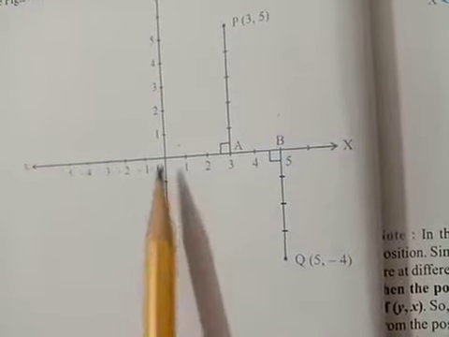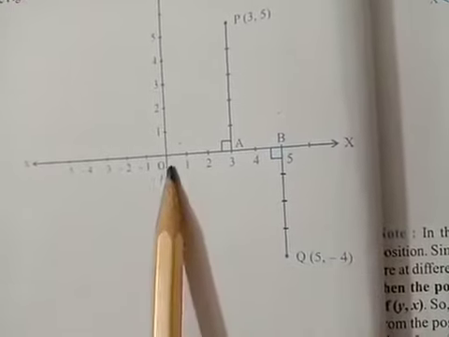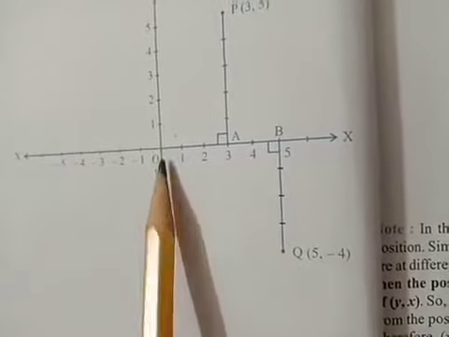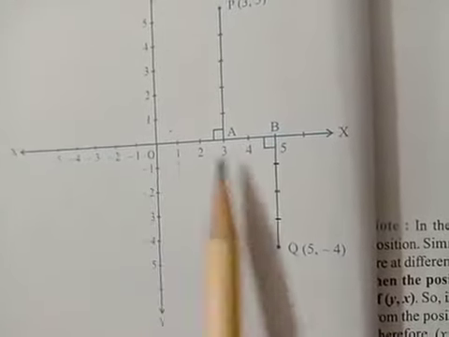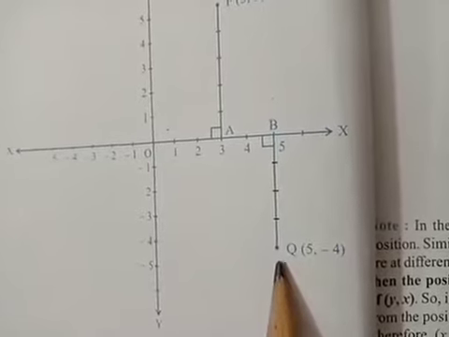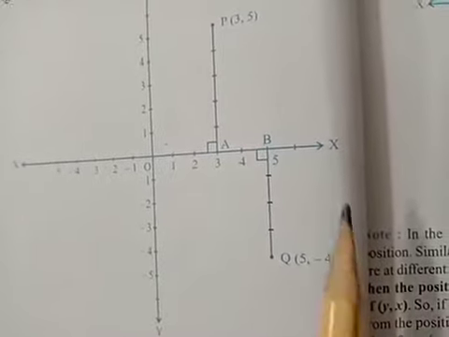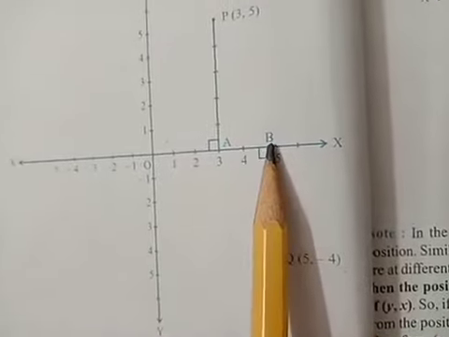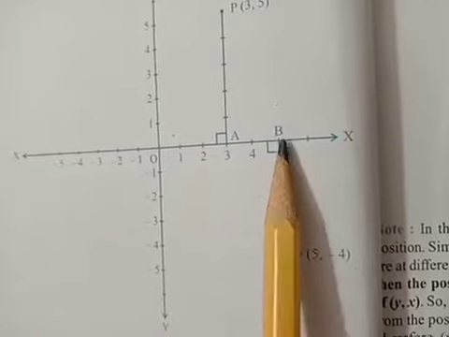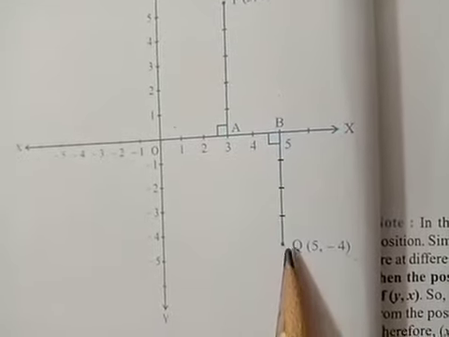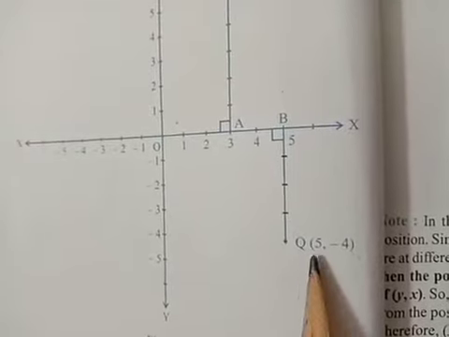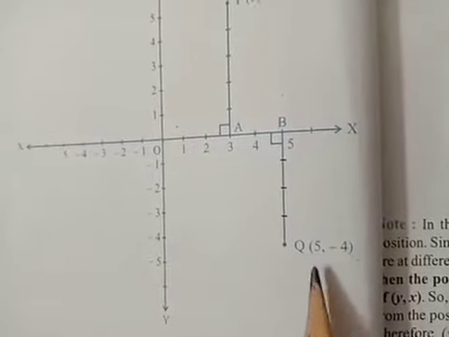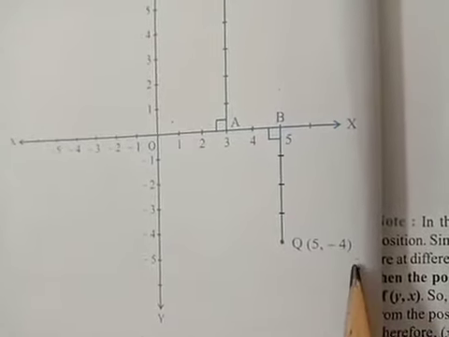So 5 units from this y-axis you measure and draw a perpendicular line. Now this is minus 4, so measure minus 4 units from point B and mark that point as Q. So the coordinates of point Q are 5, minus 4.